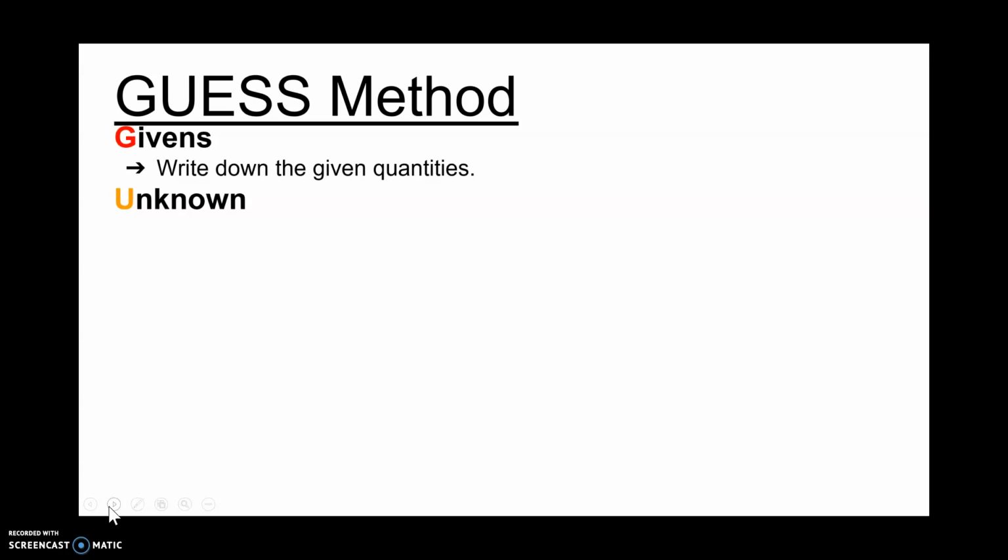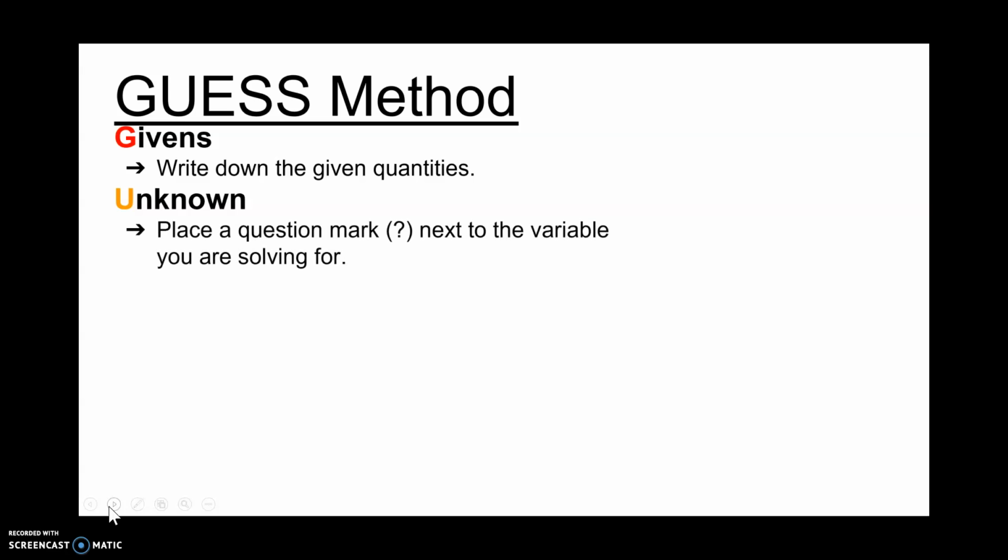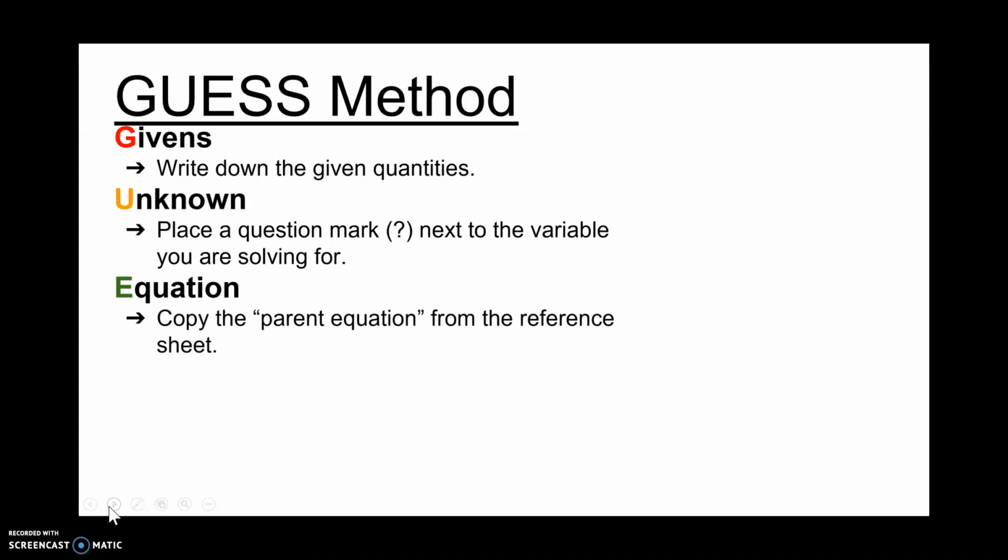Then the U stands for unknown. This is what you're trying to solve for. And you put the variable with an equal sign and then a question mark. E stands for equation. What equation are you using to solve? You take that equation from your reference sheet or from the information that you're given, and you write that down exactly as it says.